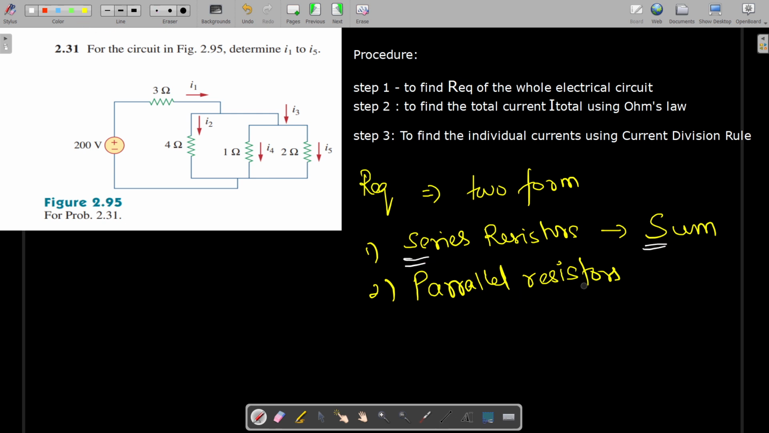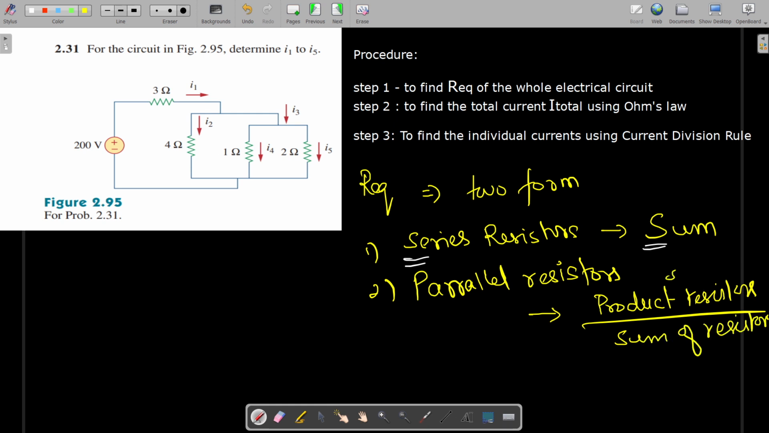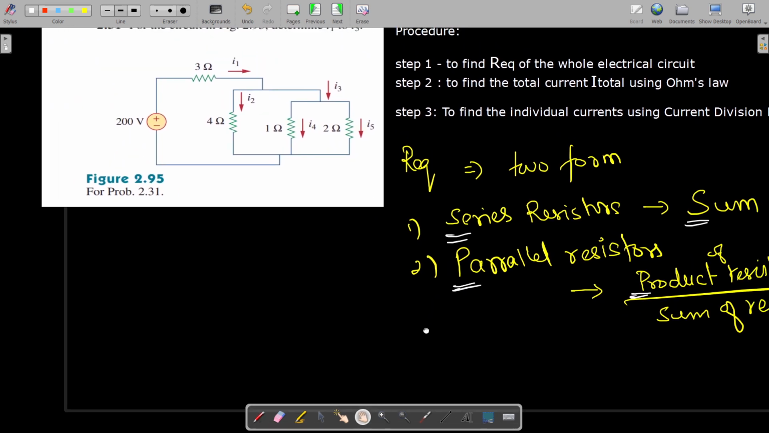And if you have parallel resistance, I'm talking about only two resistances here. So if you have two parallel resistances, then we need to find the product of those two resistances divided by the sum of the resistances. Product of the resistances divided by sum. Here if it is P, here also you have the P. So in that way you can recollect it if you want. I want to make it easy for you.